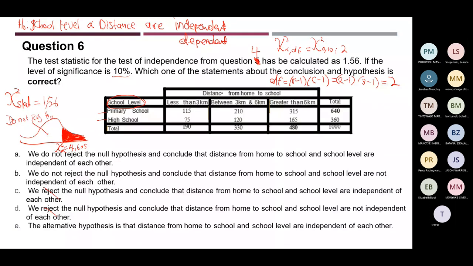So let's see which statement between A, B, and E. Let's start with E, because A and B look almost the same. E says the alternative hypothesis is that the distance from school to home and school level are independent. That is the alternative. Is it correct or incorrect?